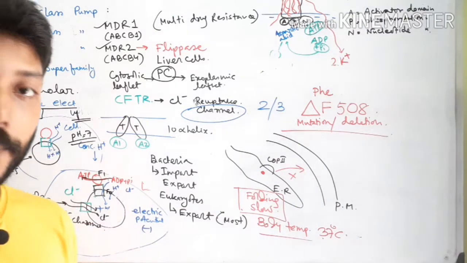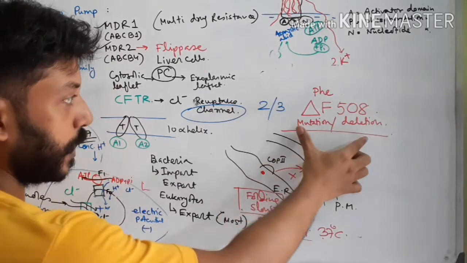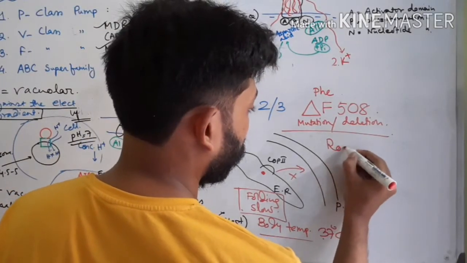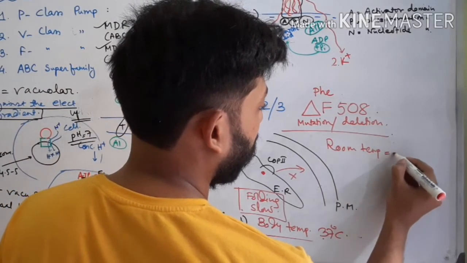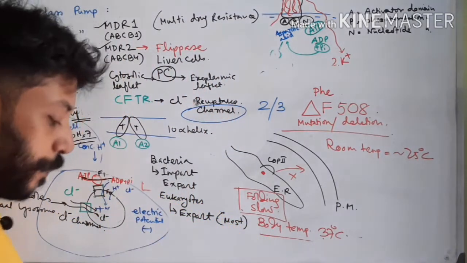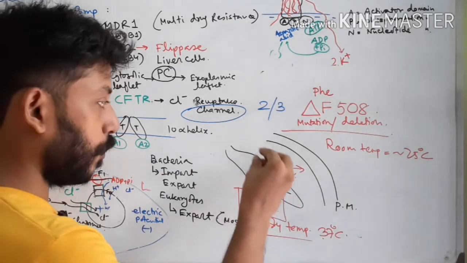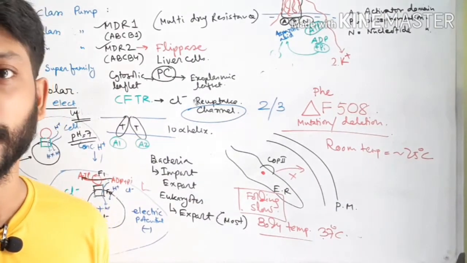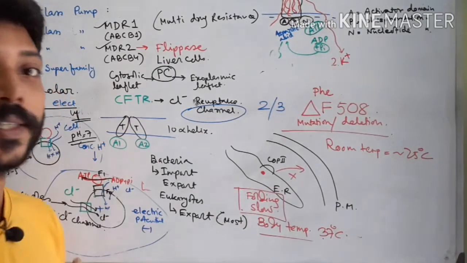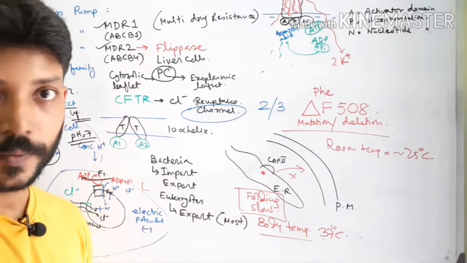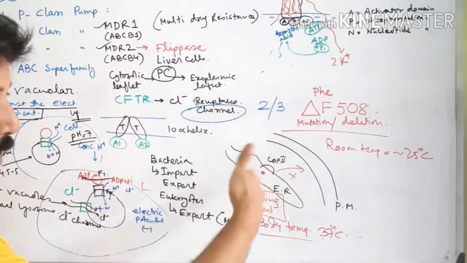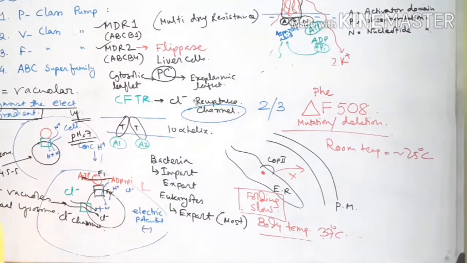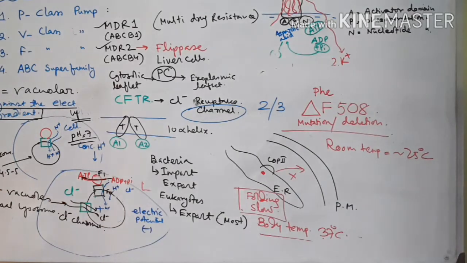But when they isolate this protein, the protein that has a mutation at the 508 position, at room temperature, approximately 25 degrees centigrade, when they keep this same mutant protein at room temperature, they found it performs its functions well; there is no problem. So at body temperature, the folding becomes slow and the protein cannot move because COPII cannot coat it. This mutation prevents the coating by COPII, and at room temperature the protein functions normally.